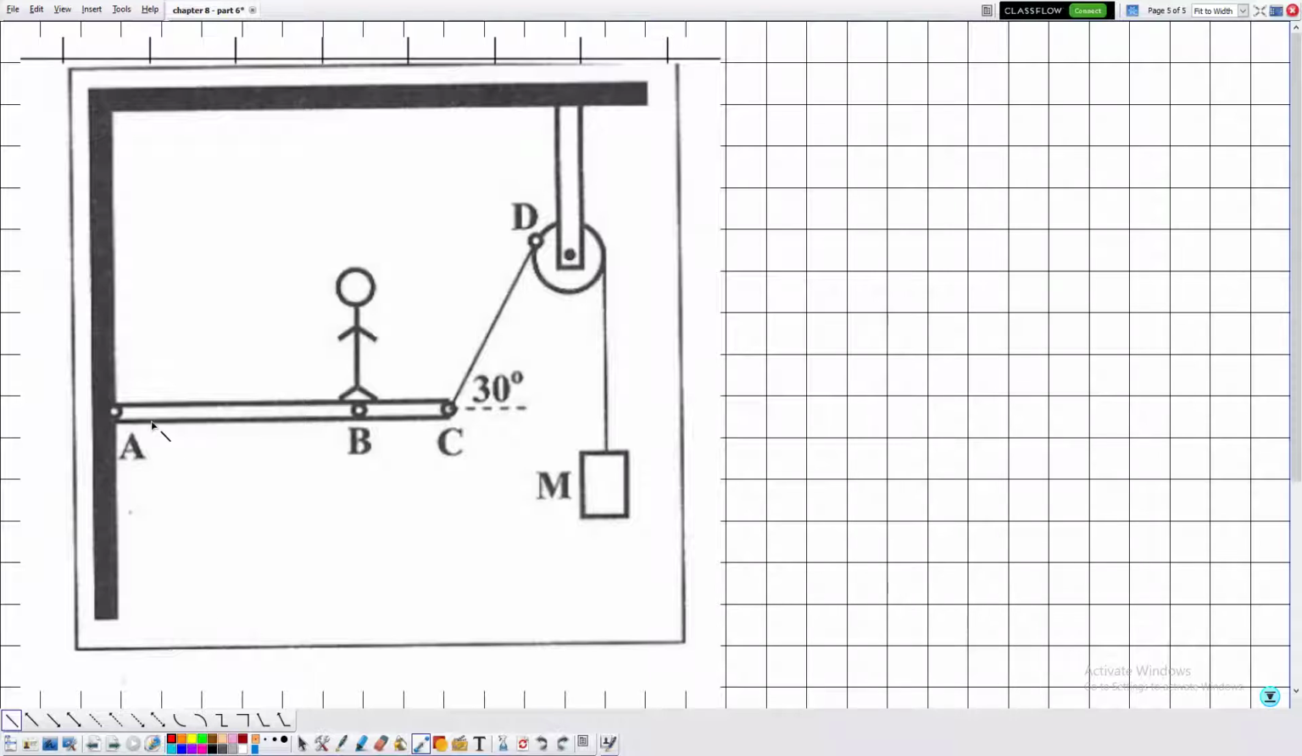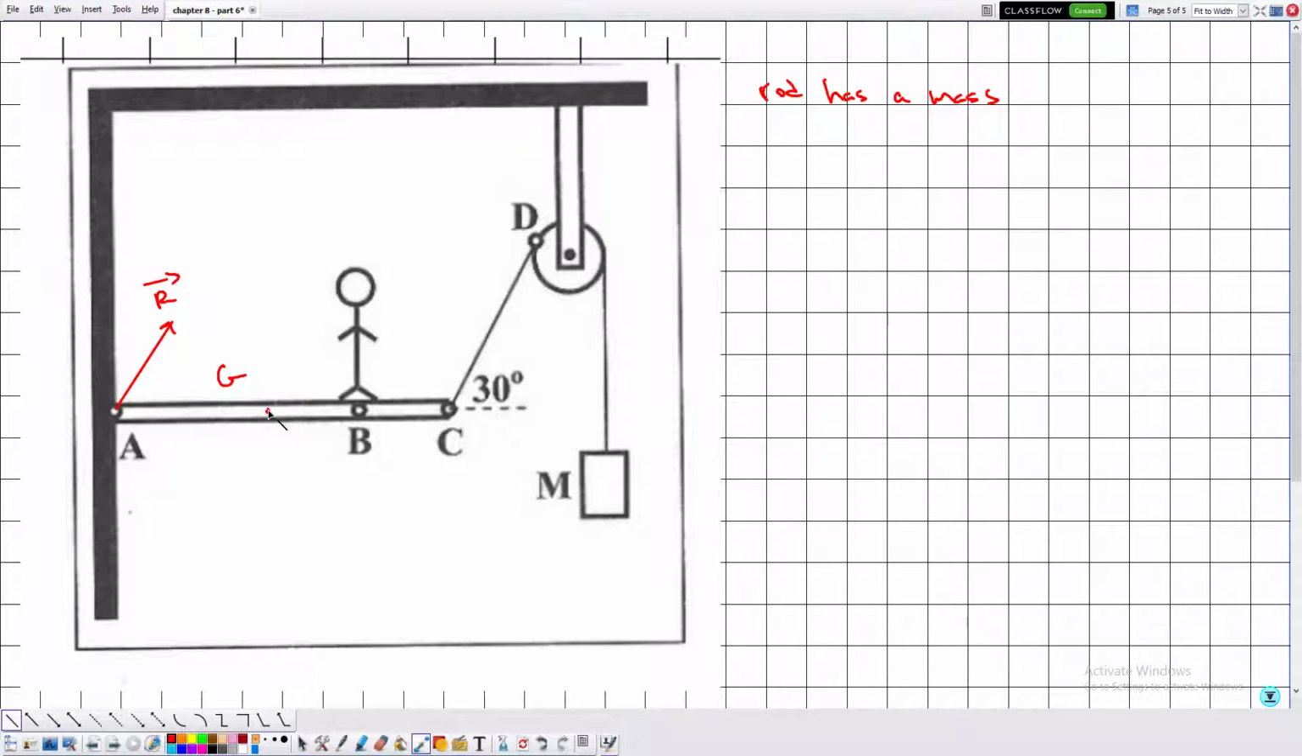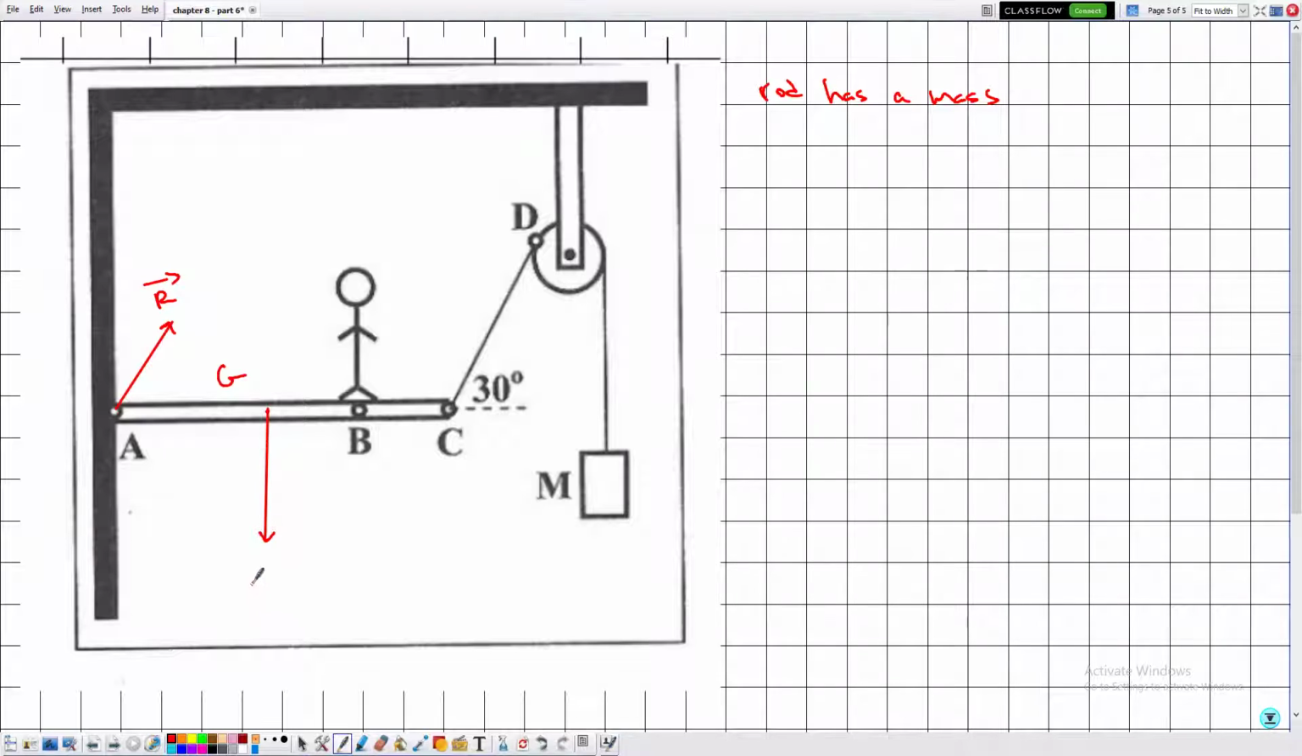Now, first of all, we have the reaction at the point A, and as I have justified previously, the reaction at the point A is not important for us because it will be determined later on during the translational equilibrium. Now what about the other forces? Suppose that the rod has a mass, and this is the center of gravity G of the rod. So we have the weight acting like this. The representation in this case of the weight is correct. So this is the weight of the rod.